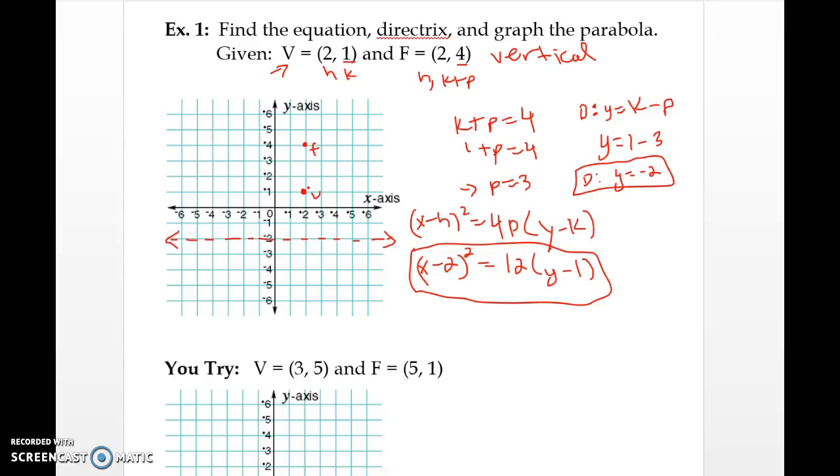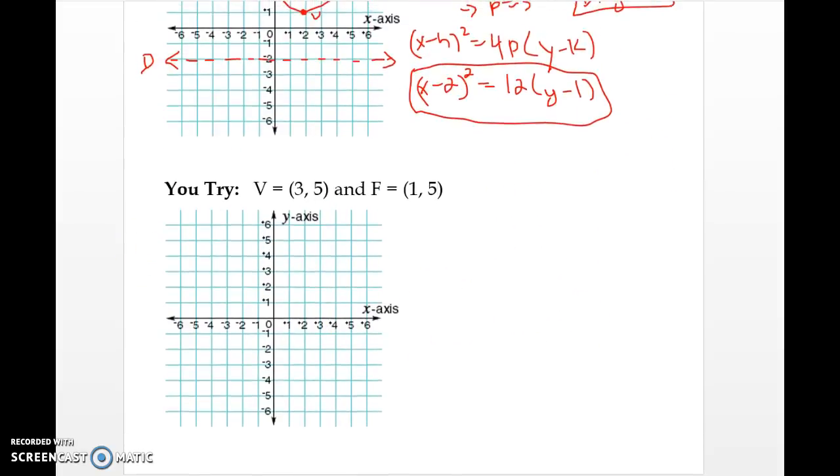Now, I'm not going to make you make a table to find out exactly where your graph is, because we could do that. We could make a table and be very specific about what this graph looks like. I'm not going to make you be that specific. Just know that your graph bends around your focus, kind of hugs your focus, and goes away from your directrix. We'll say here's the directrix.